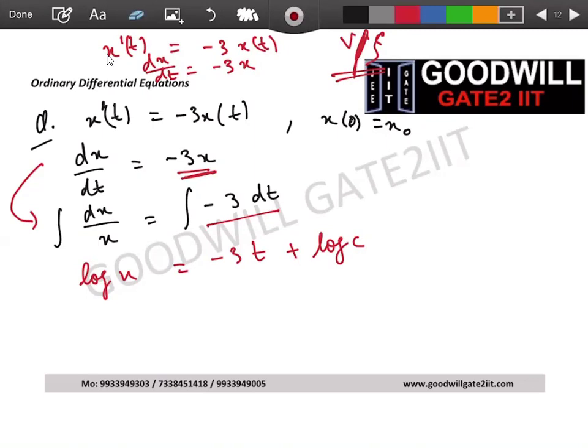So taking anti-log over here will give me what? Now here, you have to be very quick to recall your trigonometry and log and all such formulae, right? You should be very quick to recall these formulae. So see, x will become c e to the power minus 3t, because there was no log term in minus 3t, right? So it will become c into e to the power minus 3t.